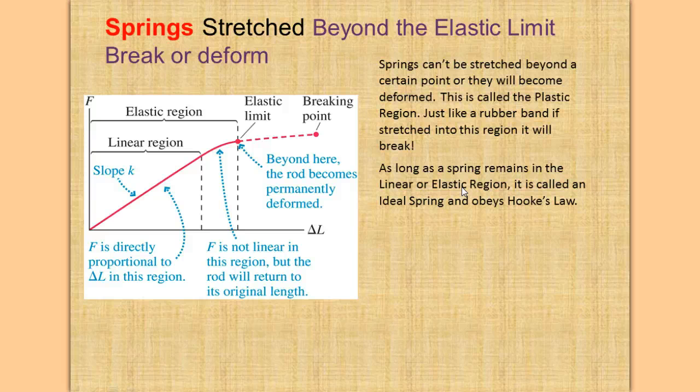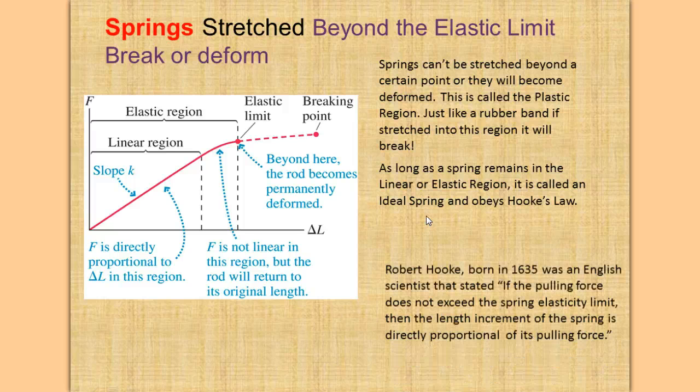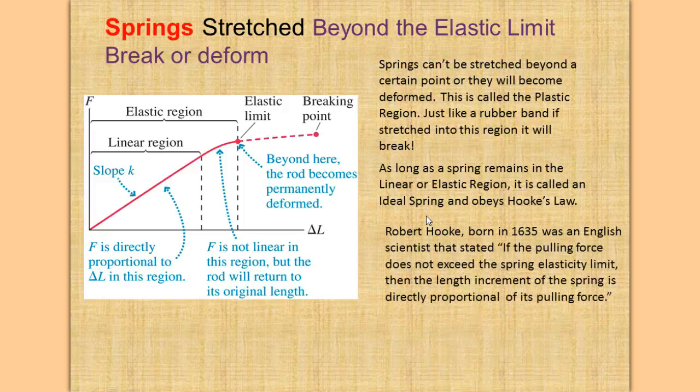As long as the spring remains in the linear or elastic region, it's called an ideal spring and obeys Hooke's law. Robert Hooke, born in 1635, was an English scientist who stated that if the pulling force does not exceed the spring's elastic limit, then the length increment of the spring is directly proportional to its pulling force. Let's continue.